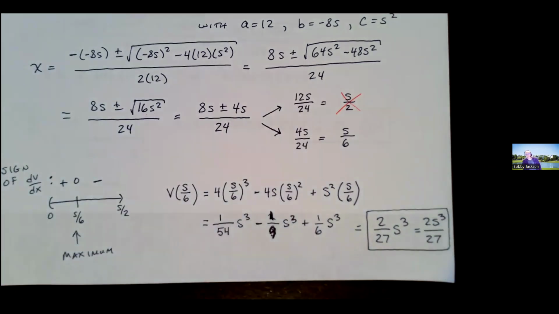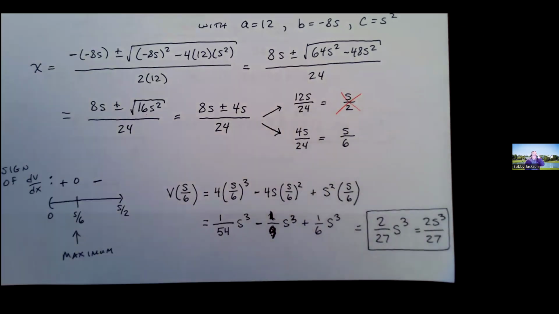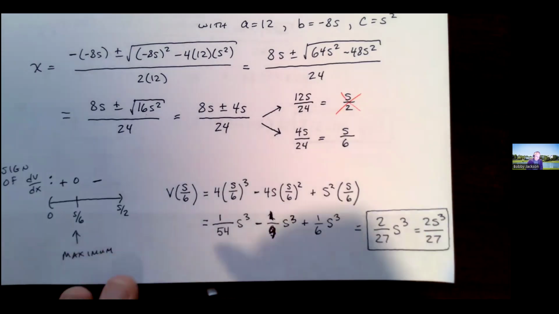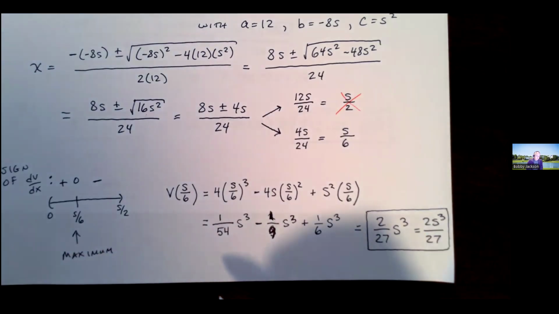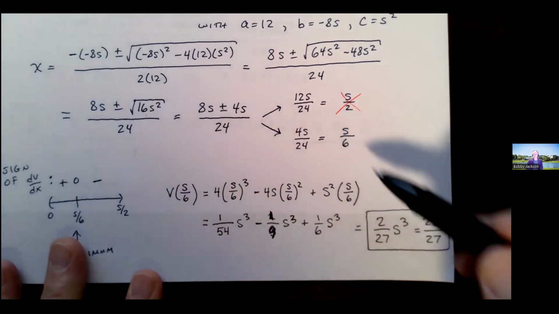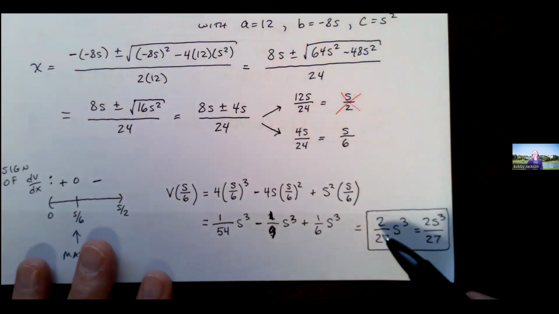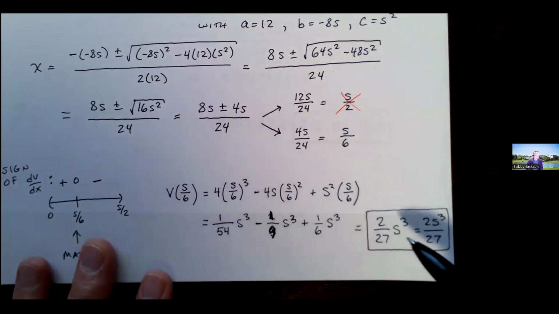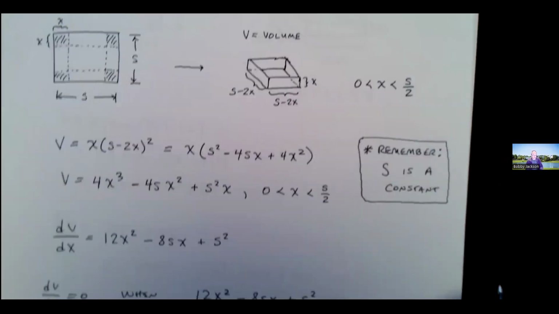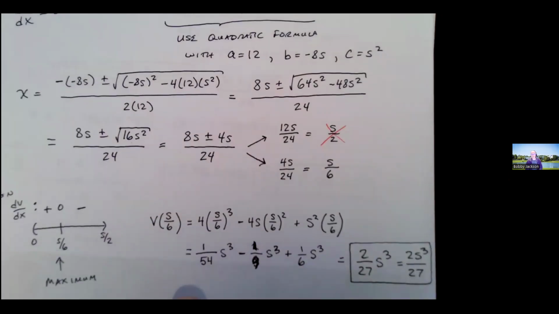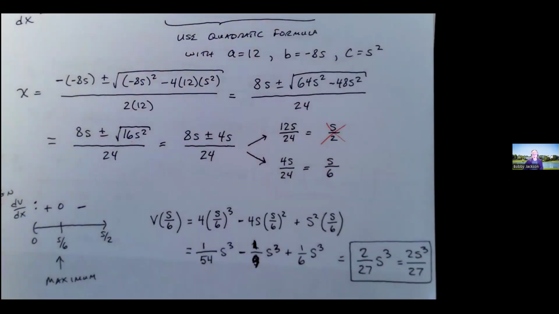So basically, the volume of the box will be maximized when the value of the x that we cut out is 1/6 of the side length, and the final resulting volume of the box will be 2/27 times that side length S of the original square cubed. Okay, kind of involved problem there. Very interesting though. Hope this helps.